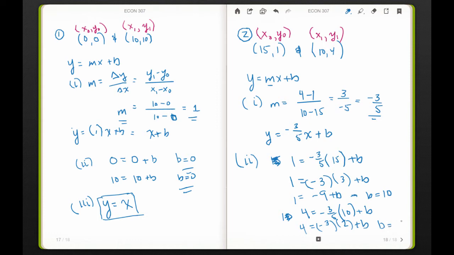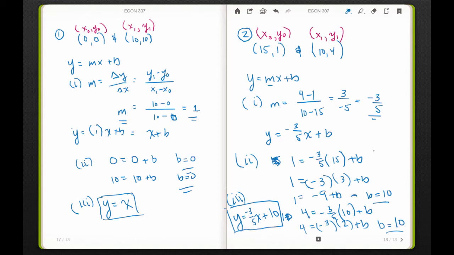I know that this is getting a little crammed in there, but this is going to be 4 is equal to negative 6 plus b, so I'm going to add 6 to both sides. Great, so now we have solved, double checked for our b. So now all we're going to do is rewrite it. y is going to equal negative 3/5 x plus 10. So this is the equation that satisfies both of these ordered pairs.